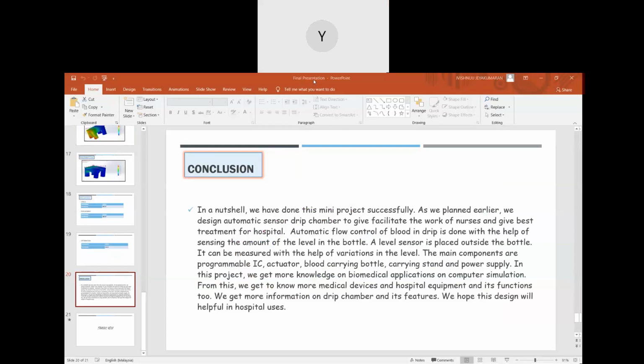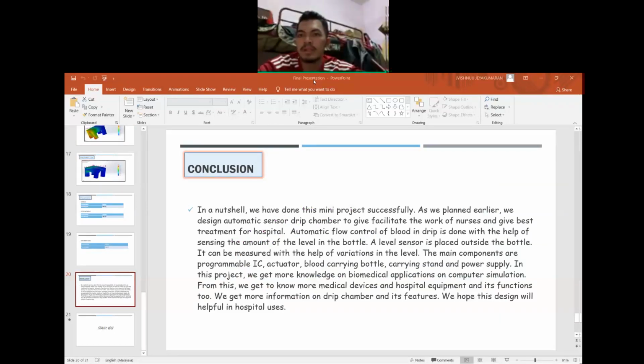Okay. Lastly, for our project presentation is the conclusion. In a nutshell, we have done this mini project successfully. As we planned earlier, we designed an automatic drip chamber sensor to facilitate the work of nurses and give the best treatment for hospitals. Automatic flow control of blood in the drip is done with the help of sensing the amount of the level in the bottle. A level sensor is placed outside the bottle. It can be measured with the help of variation in the level. The main components are the programmable IC, actuator, and blood carrying bottle.